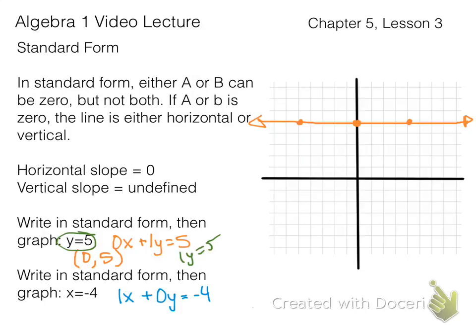Okay. So back here in the blue, we have write in standard form, then graph x equals negative 4. In this case, it doesn't matter what y is.